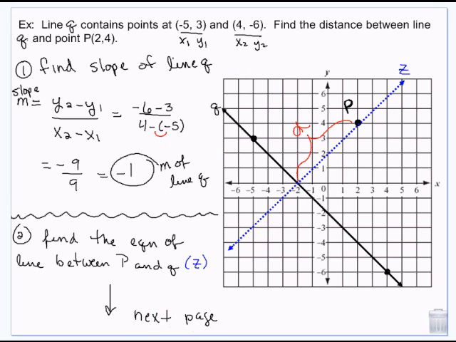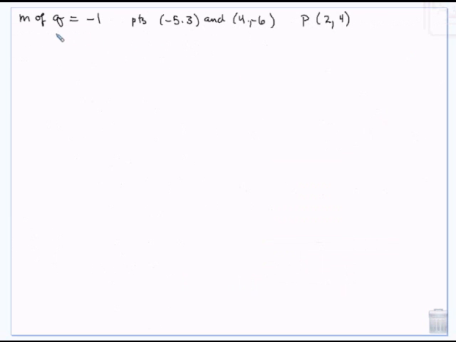I'll give everybody a chance to write. All right, so we have that the slope of line Q is -1, and Q goes through these 2 points, and then P is over here at 2, 4. So our perpendicular slope is going to be positive 1. Again, because when we have perpendicular, we flip it and change the sign.